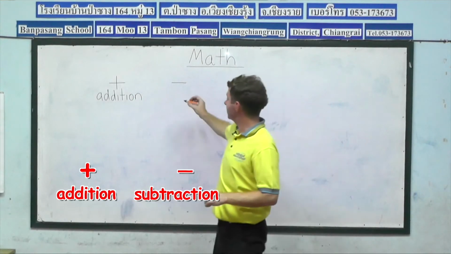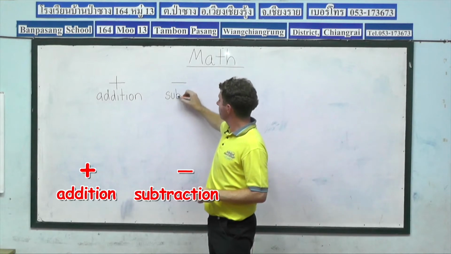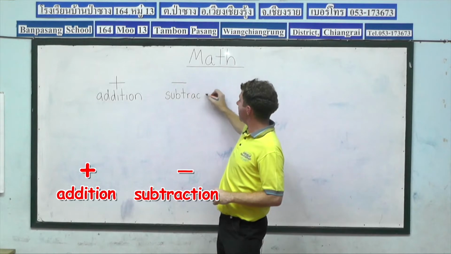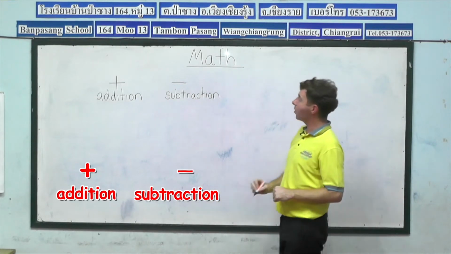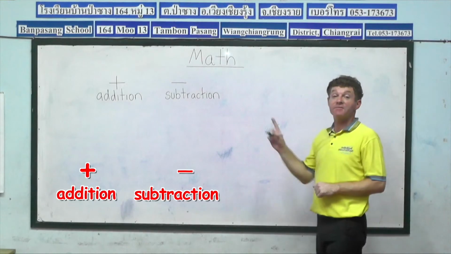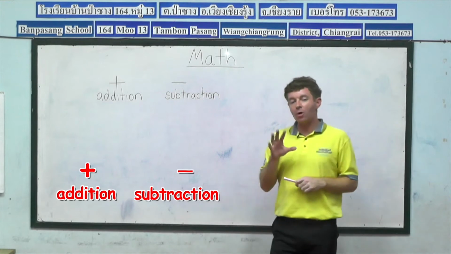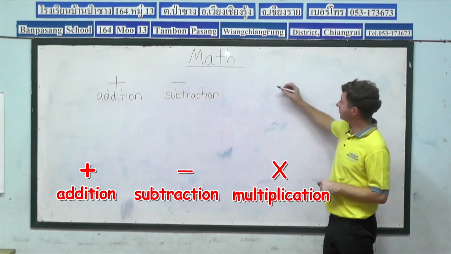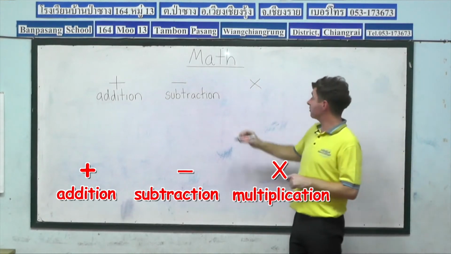Subtraction. Yes, we have subtraction too. S, U, B, T, R, A, C, T, I, O, N. So we have addition, subtraction. Now, what other mathematical symbols can you remember? How about this one? Multiplication. Multiplication is right. Well done, guys.